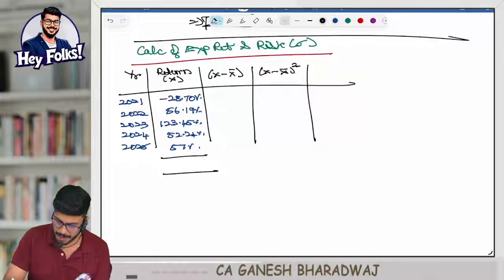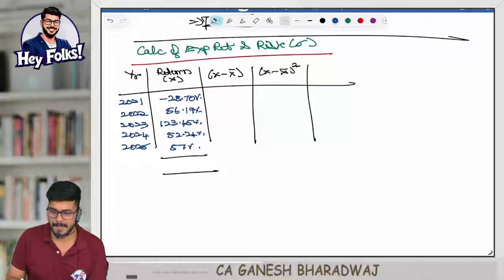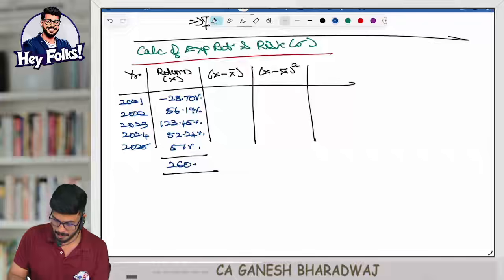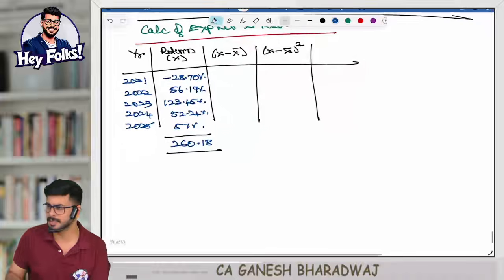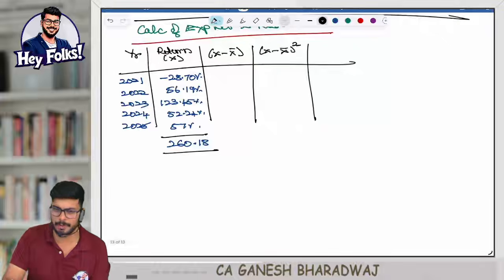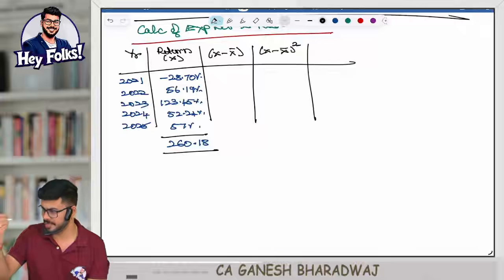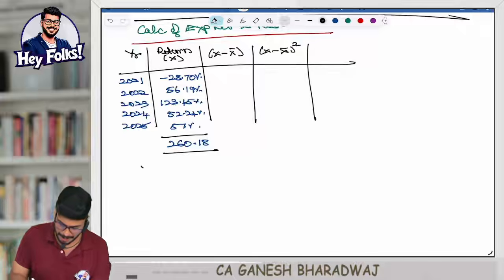How much are you getting? Quickly, come on. Tell me how much is the figure? 260.18. This is the total. Now immediately what will you do? Can you go to the next column? No. First you should calculate x bar. What is x bar? Expected return. Come on, tell me guys. X bar is equal to, yes, how much by how much?